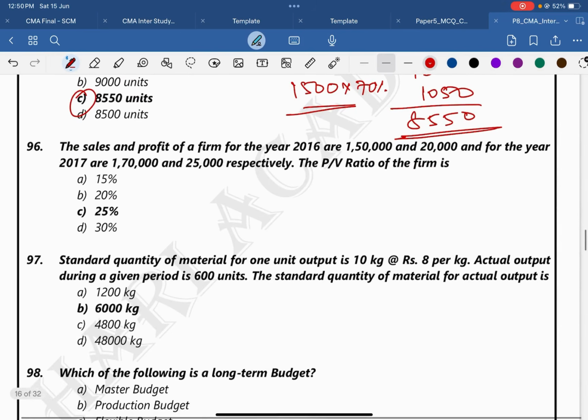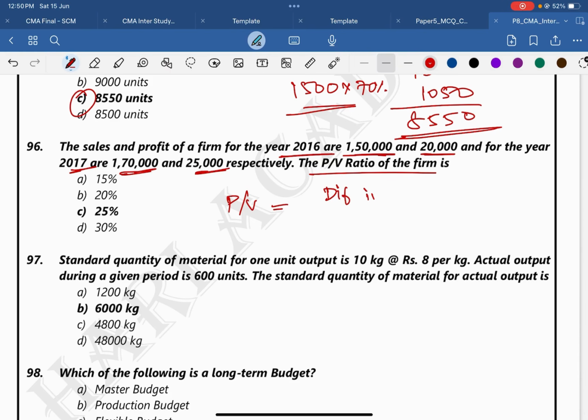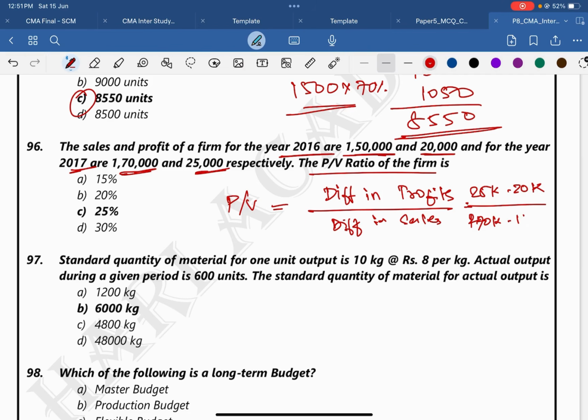Option C. 96. The sales and profit of the firm for 2016 were 1,50,000 and 20,000. For the year 2017 they were 1,70,000 and 25,000. What is the PV ratio? When they are asking multi-year, what you need to do is difference in profits divided by difference in sales. So what is the difference in profits? 25,000 minus 20,000 divided by 1,70,000 minus 1,50,000. It will become 5,000 divided by 20,000. So into 100, it is nothing but 25%.